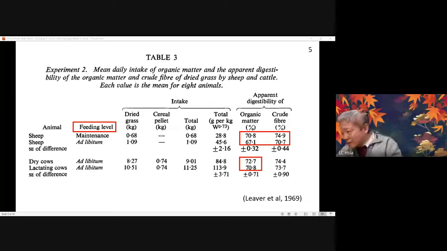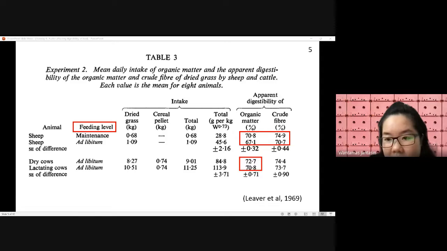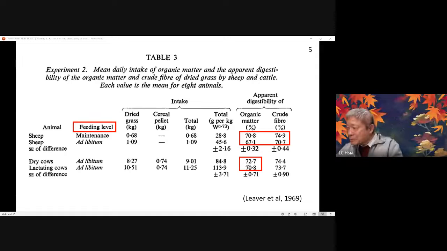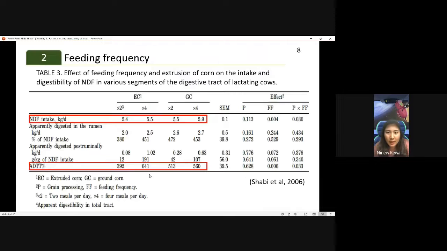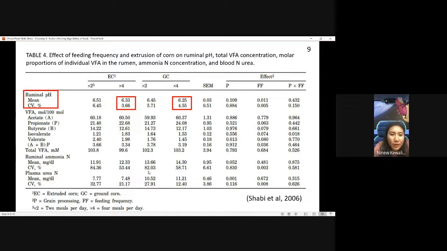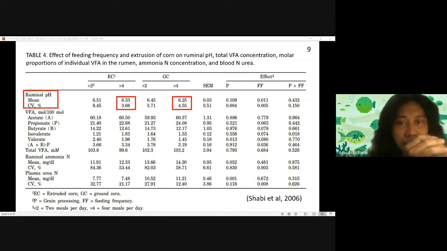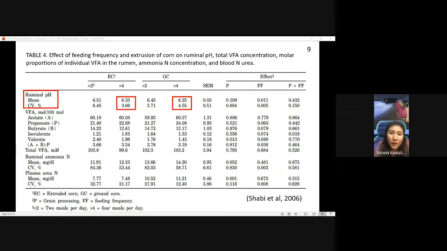Yolita, do you have? Okay. New raised hand, right? Yes, Professor. Yes, please. Thank you, Professor. My question is on page 9. Could you explain the CV percent again? It is the pH, right? In the rumen, CV percent. If we provide the feed 4 times, it will decrease the pH, for both types of feed. So I would like to know the reason why there are 2 different pH values if we provide feed 2 times and 4 times. Thank you.